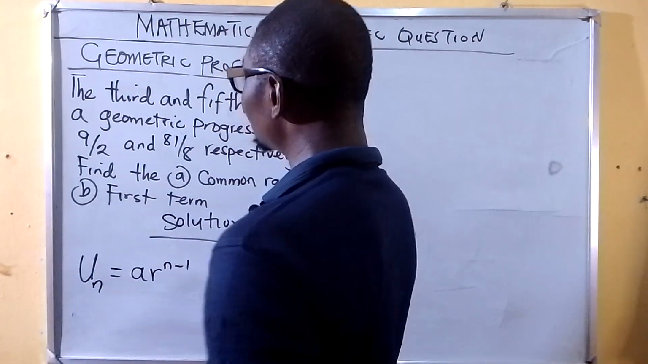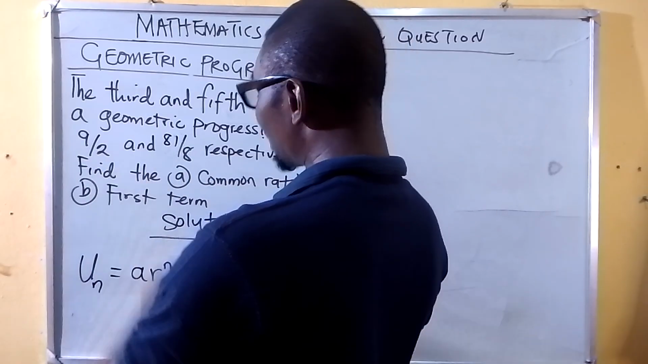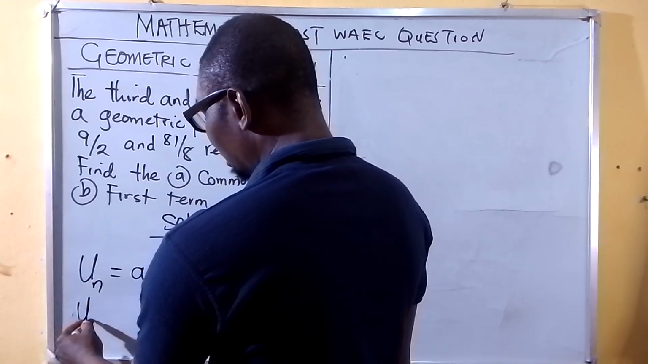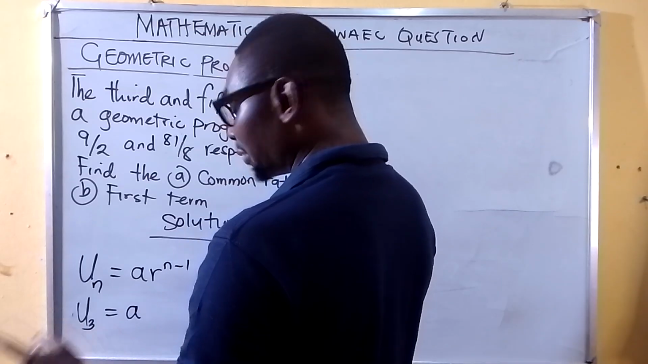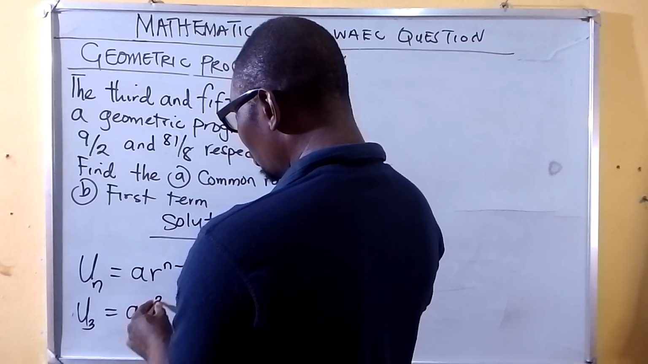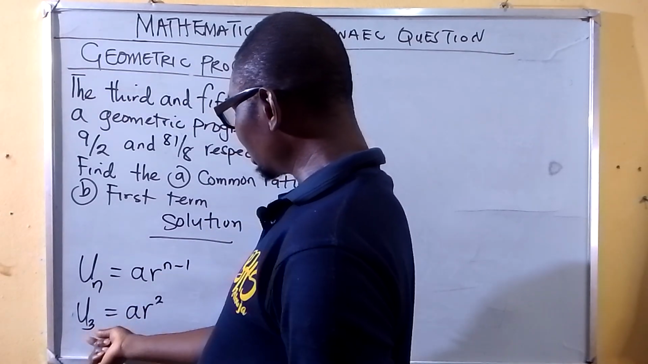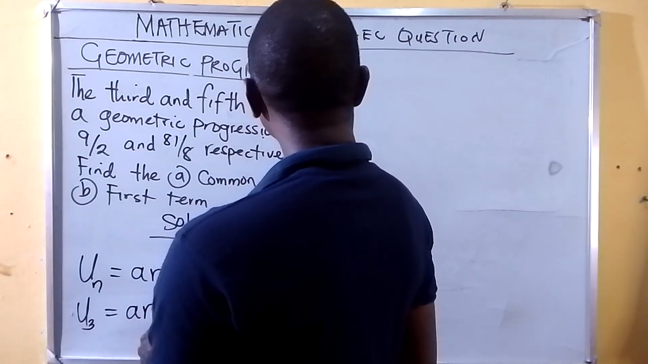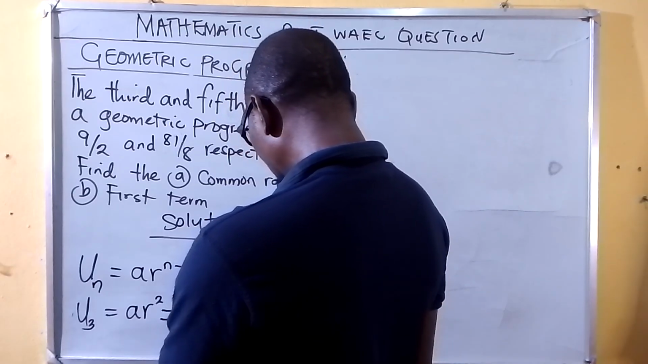Now, they said the third term is equal to 9/2. So the third term is A, that is the first term, times the ratio raised to the power of 2. Because if I substitute the number of terms to be 3, and I subtract 1 from it, I'm going to have 2. We were told this is equal to 9/2. So we can write this as equation 1.